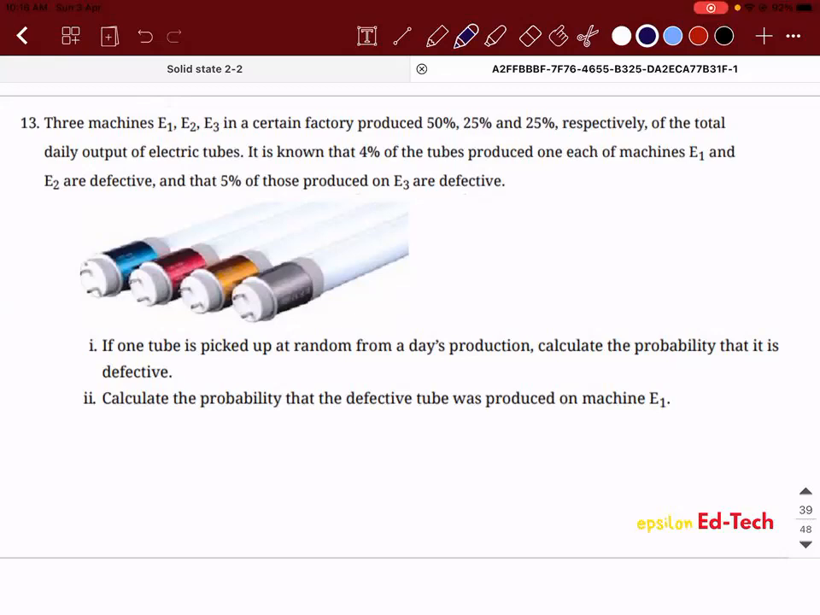17 by 400, that is right only. What you did is right. Maybe in the second one, where you calculate the probability that the defective tube was produced by machine E1, here the condition is implemented.